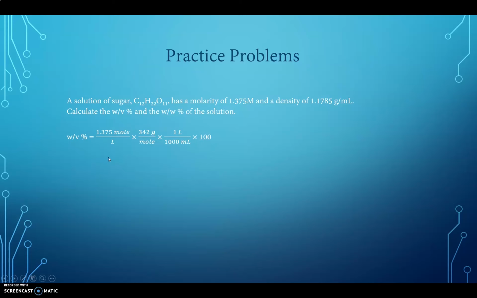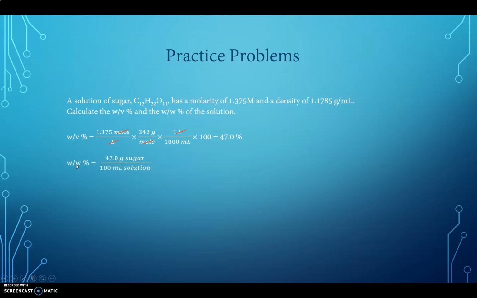So if we check our calculations here, our moles that we started with cancels with the moles in our molar mass. The liters that we started with cancels with the liters in our second conversion, and we end up with grams over milliliters, which is a weight volume percent, and that comes out to be 47% weight volume.